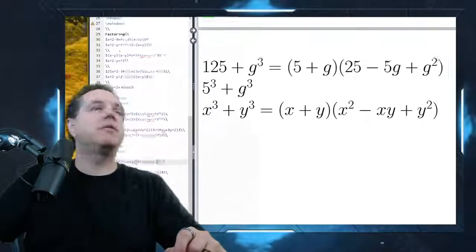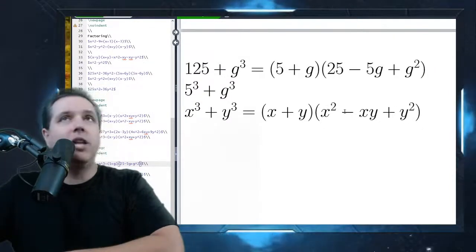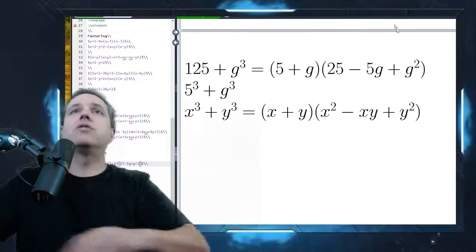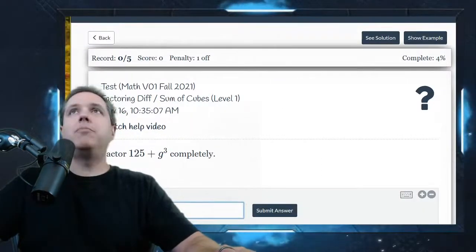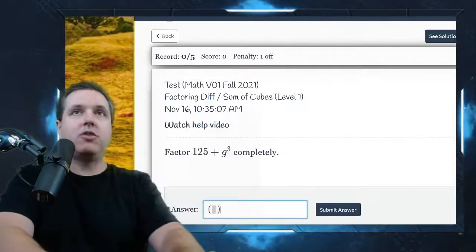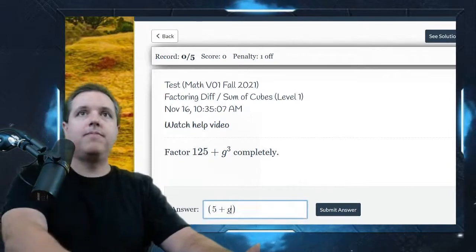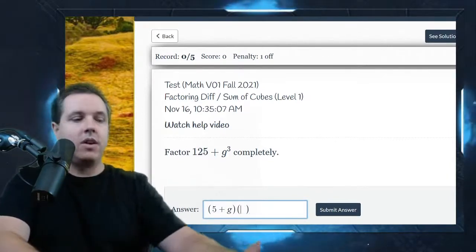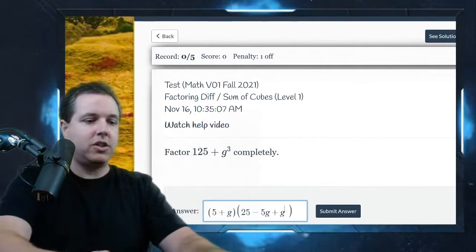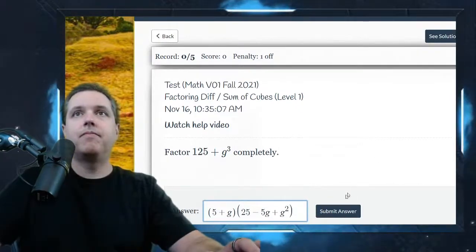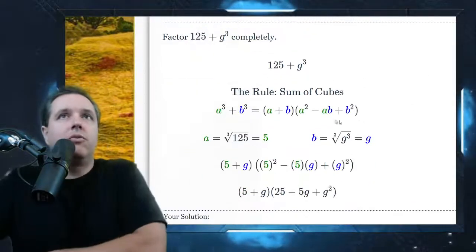Oops, am I going off the side there? Let's see, there we go. Okay, so now you can see that here's our formula, here's us plugging it in. So 5 plus g. I have to keep moving this left and right to get these problems to show up. So 5 plus g, and then 25 minus 5g plus g squared. And we got it.